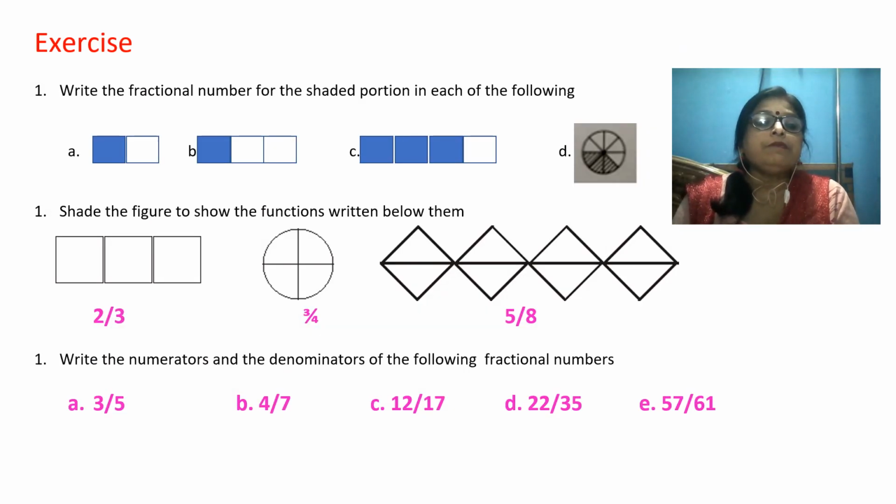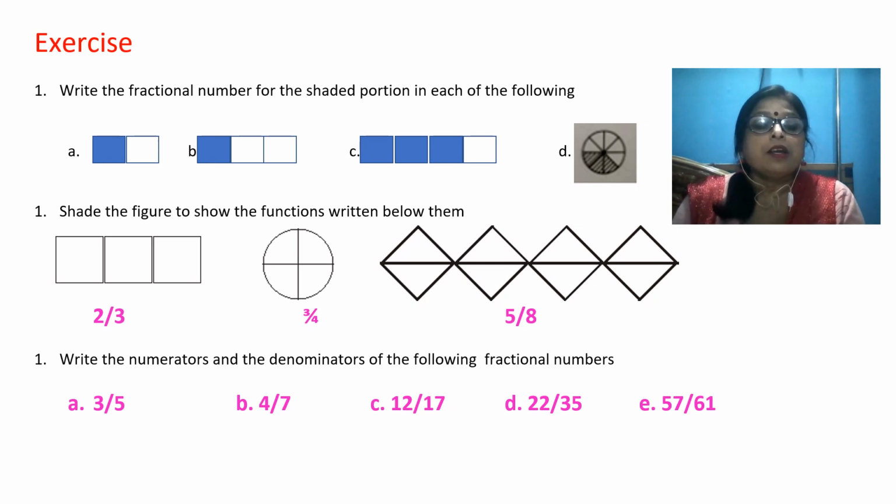Now, next one, this is your exercise and you have to write down the fractional number. Shaded portions are given here, which are a part of a fraction, and you have to write the fractional number. You can draw it in your copy, shade it, and then write the fractional number. Next, shade the figure to show the fraction written below. Then draw the figure and shade the fractional part.